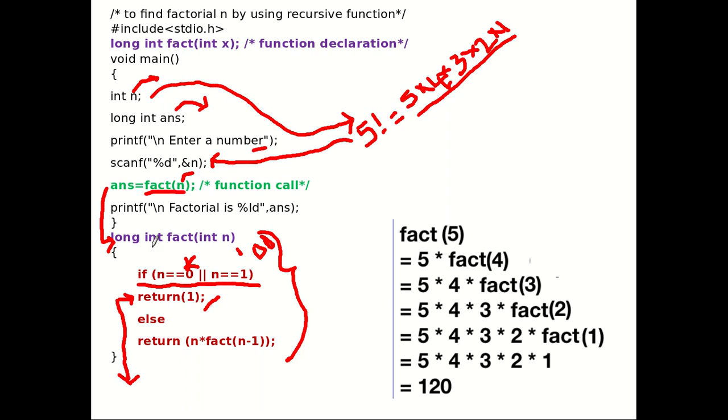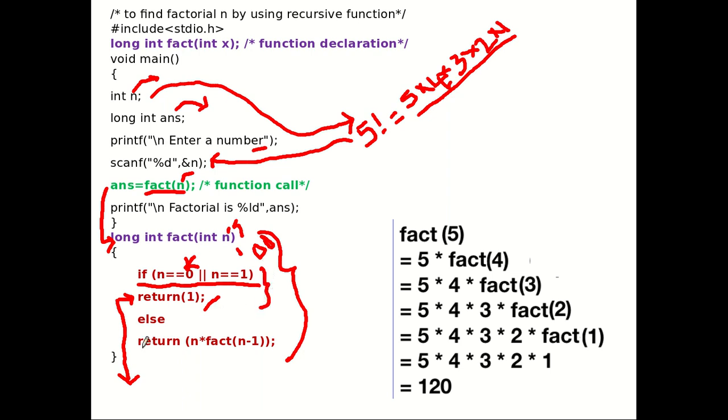Here we have given the input 5, so in n the 5 will be stored, and 5 is not equal to 0 and not equal to 1. So in this case, these two particular statements will not be executed.